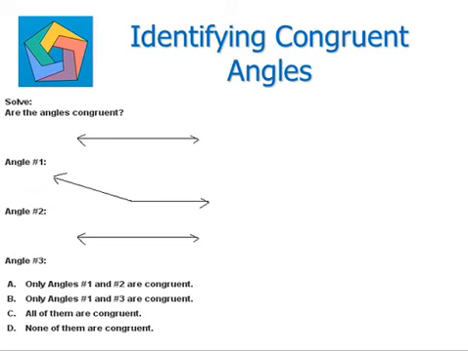Solve, are the angles congruent? Now here the first angle is a straight line, so the measure is 180 degrees. The second angle is an obtuse angle but not 180 degrees, and this is again 180 degrees. So here we again say angle 1 and angle 3 are congruent. Let's see which option matches. That is option B. Only angles 1 and 3 are congruent because they are equal in value, that is 180 degrees.